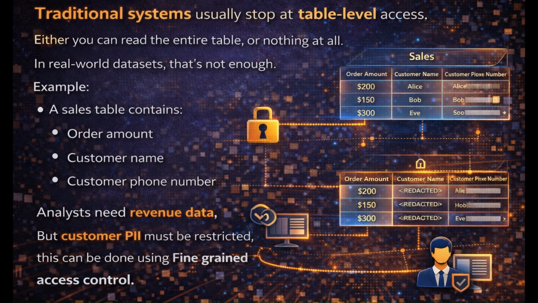Traditional systems usually stop at table level access. Either you can read the entire table or nothing. But in real world data assets, that's not enough. For example, a sales table contains various columns like order, customer name, customer phone number, etc. And suppose an analyst needs revenue data, but customer personal information must be restricted. And this can be done using fine-grained access control.